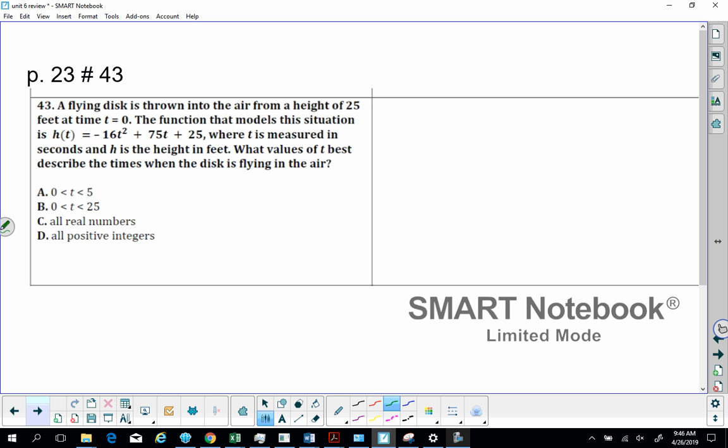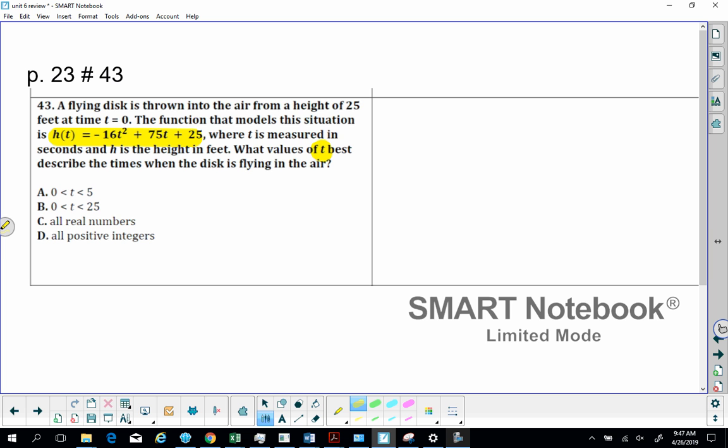So we have a word problem. Anytime I have a word problem, I highlight. So I'm going to go ahead and highlight that function because it seems important. And that's it. So once I've highlighted that, it asks me about what values of t best describe the times when the disk is flying in the air. So we're going to be talking about the time that it's flying in the air. Okay? When does something stop flying in the air?